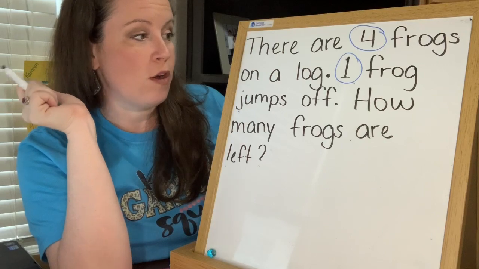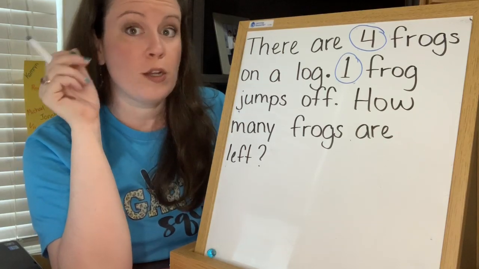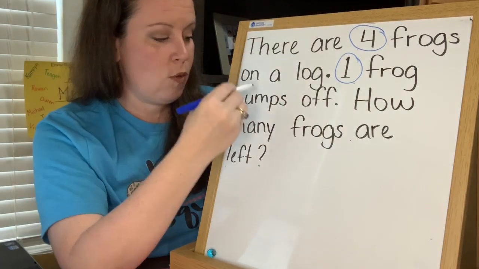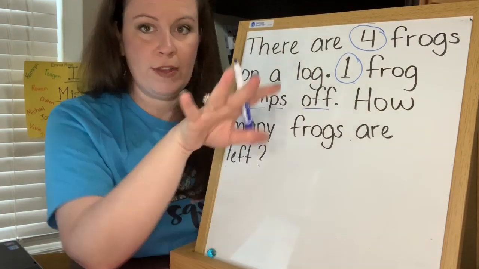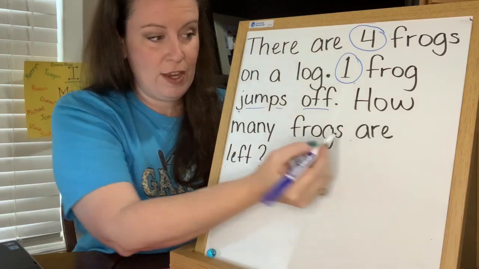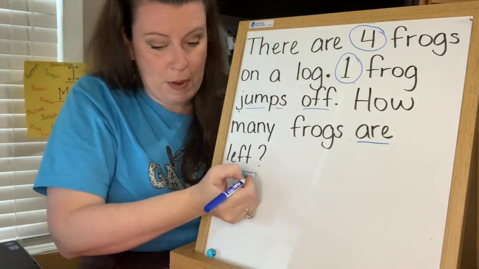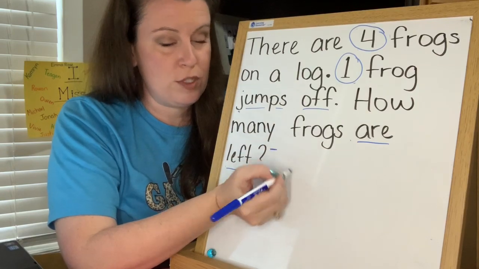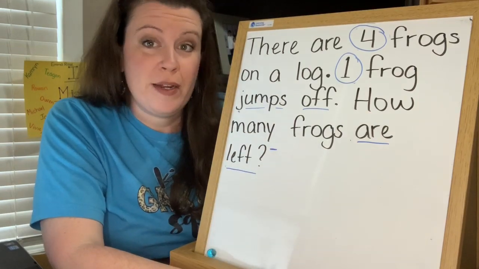There are 4 frogs on a log. 1 frog jumps off. How many frogs are left? Well, we know because it says jumps off that 1 frog, they jump off. And then are left. If you remember back to our fish problem, when we see are left, that means we are going to subtract.